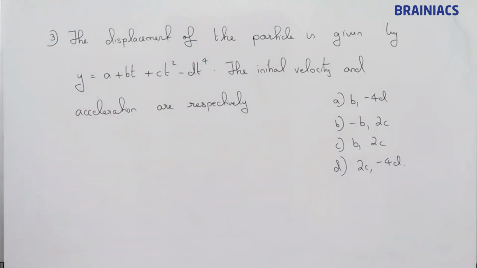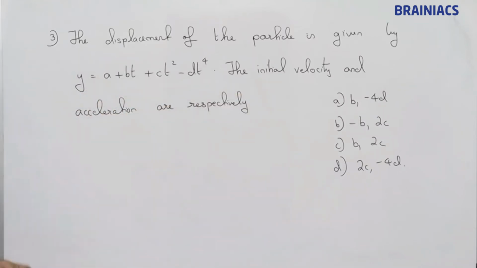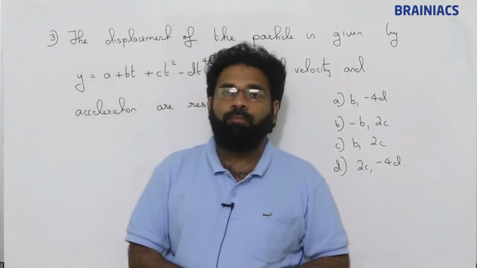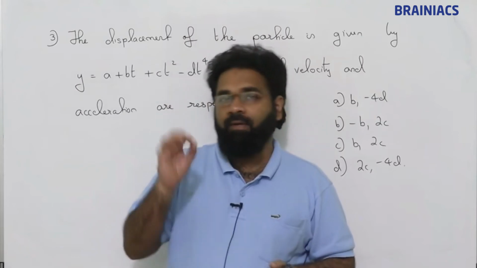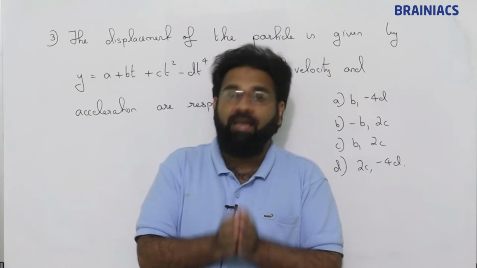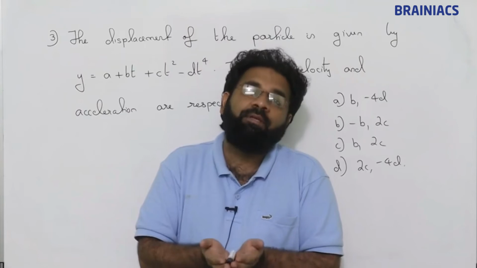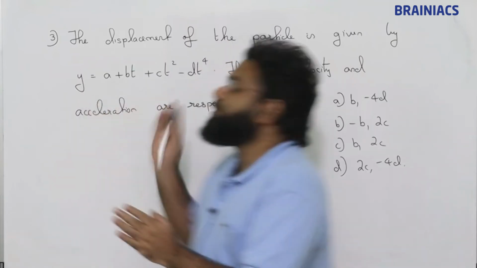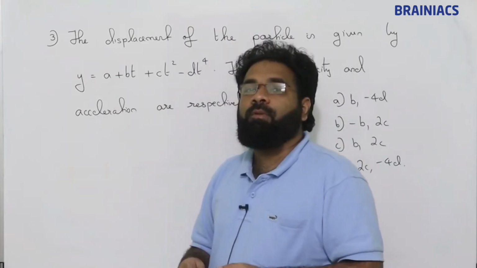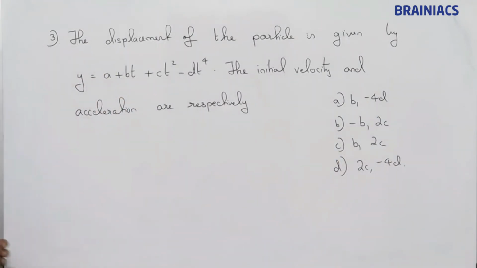Then take this question. The displacement of the particle is given by y is equal to a plus bt plus ct square minus dt raised to 4. Find the initial velocity and acceleration. Pause the screen and do this yourself. I will give you a hint: initial velocity and acceleration are the velocity and acceleration at time t equal to 0. So find the equation of velocity and the equation of acceleration, substitute t is equal to 0, and you will get the answer.